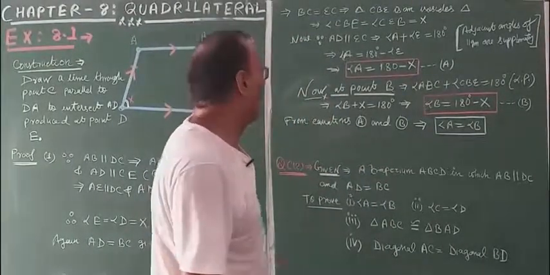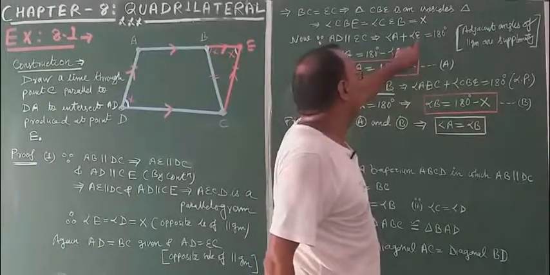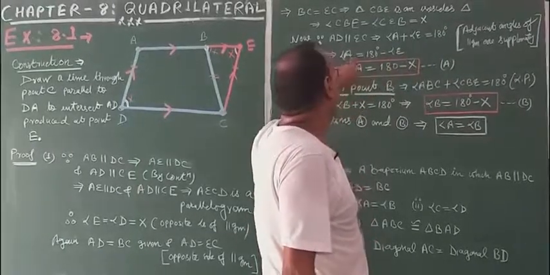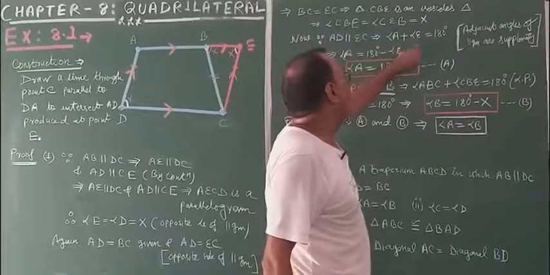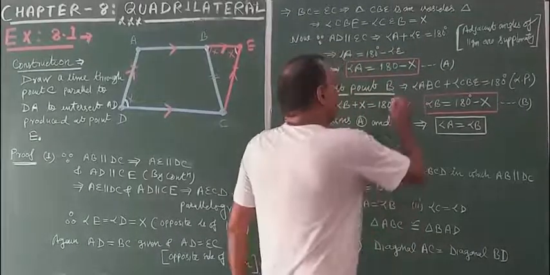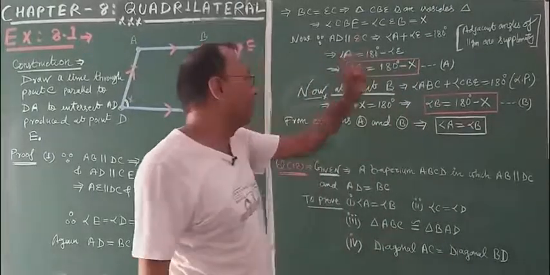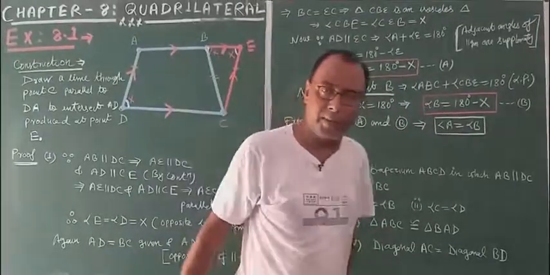So therefore angle A plus E is equal to 180. What is the value of E? X. So angle A is equal to 180 minus E. Therefore angle A is equal to 180 degrees minus X, because the value of E is X. Suppose this is equation number A.